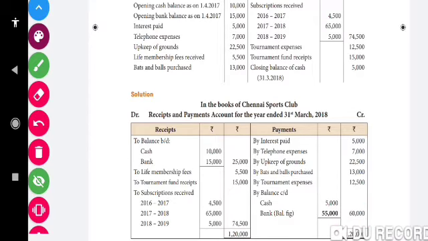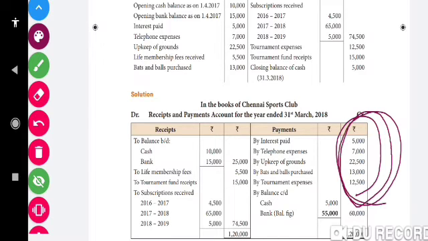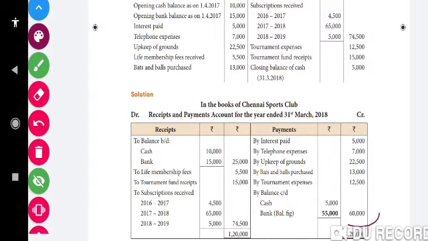So payment side, the total value: 5,000, 7,000, 22,500, 13,000, 12,500, 5,000, added the value 60,000. Then the remaining value 60,000 is 1,20,000. Tally for the 1,20,000. See the next, fourth sum.